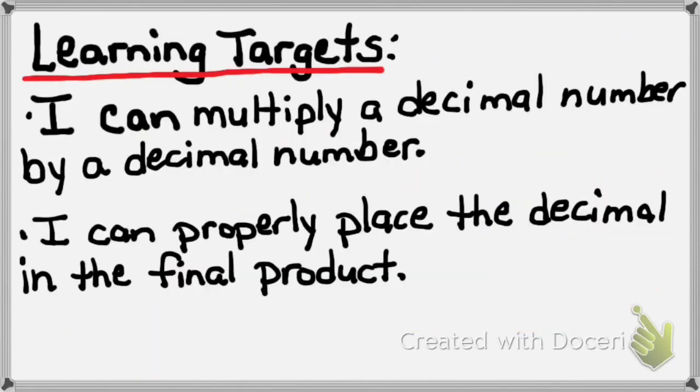into the problem. So hopefully by now you can confidently say, I can multiply a decimal number by a decimal number, and I can properly place the decimal in the final product. Remember, we'll be doing more practice in class, and if you still have difficulty, please see a teacher so that we can help you. Good luck with the lesson.